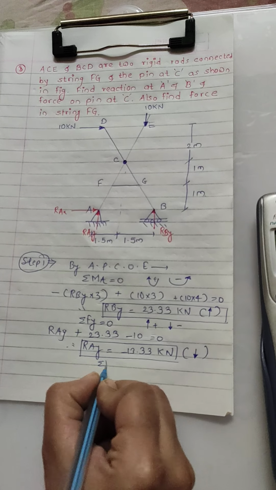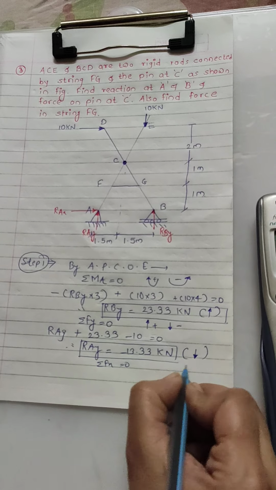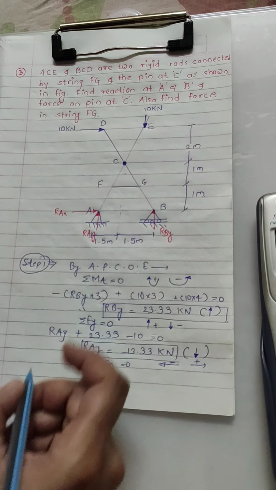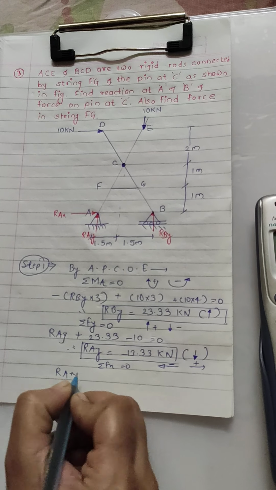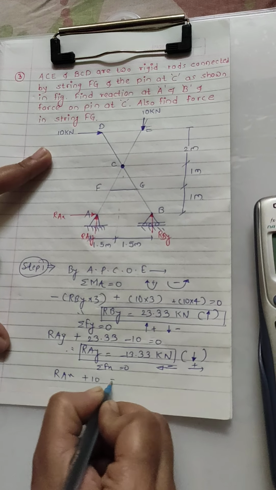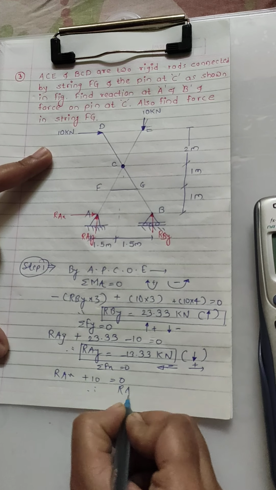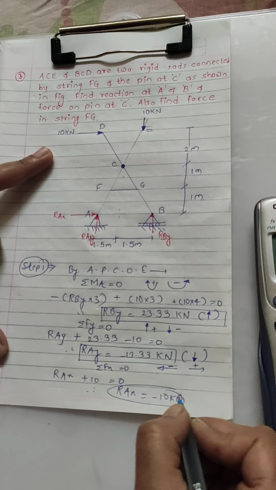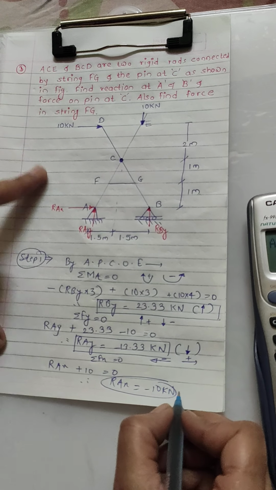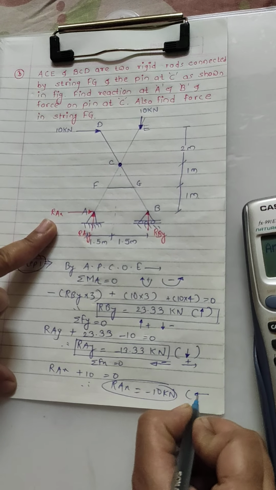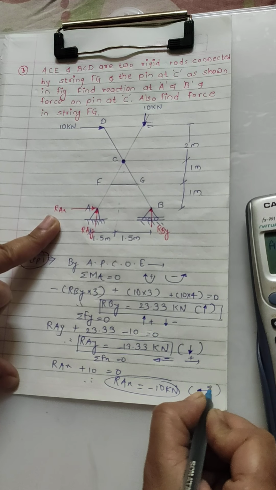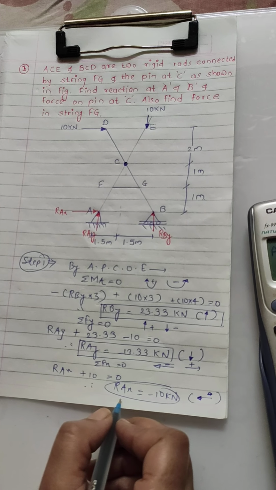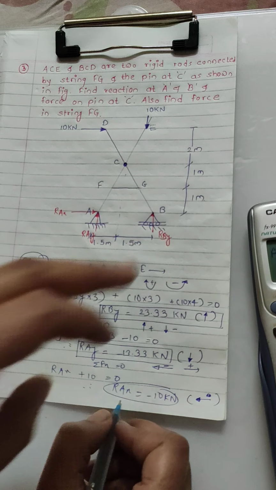Now going with the last step of equilibrium, rightward positive, leftward negative, summation Fx equals 0. Rx is acting rightward, so plus. This is acting rightward, so plus, equals 0. The value of Rx here I will get as minus 10 kilonewton. Answer is minus, means assumed direction is wrong. It is acting in leftward direction. Okay. Now in step 1 I am getting Rx, Ray and RBY.